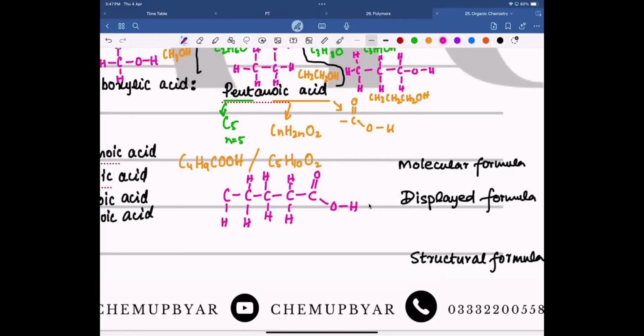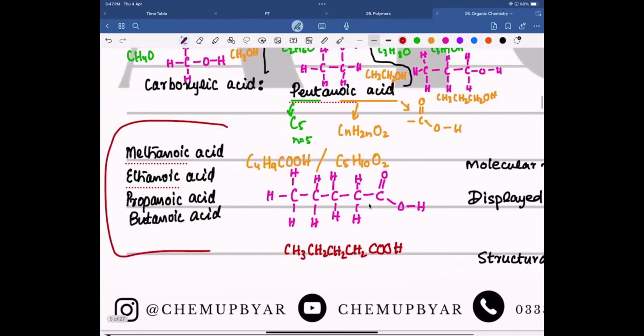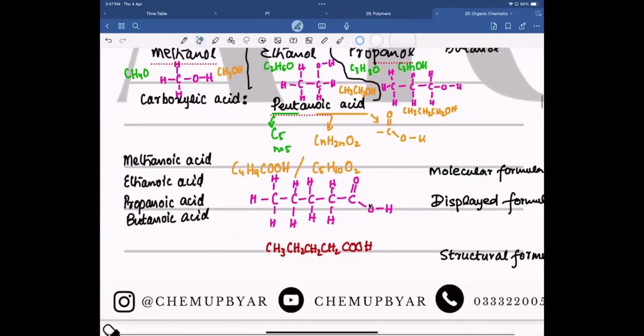So now see, I just completed the number of bonds for each carbon atom, and I will always get the equal number of hydrogens as in the formula. Now, if I have to write the structural formula, it would be like this: CH3CH2CH2CH2COOH. After this, you guys need to draw the molecular formula, structural formula, and displayed formula for these 4 compounds. Do it quickly.